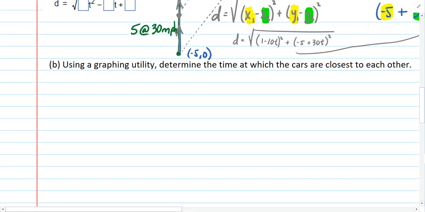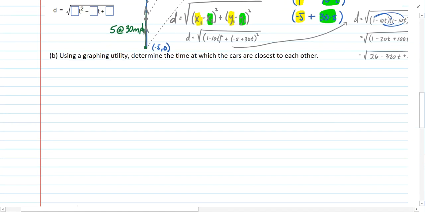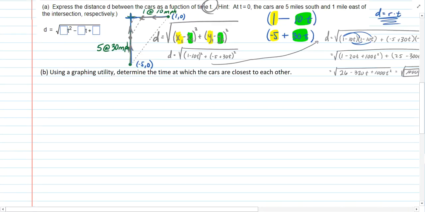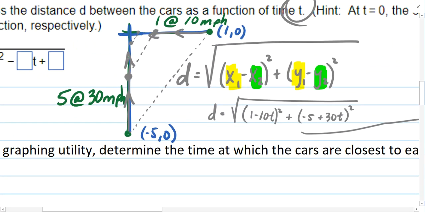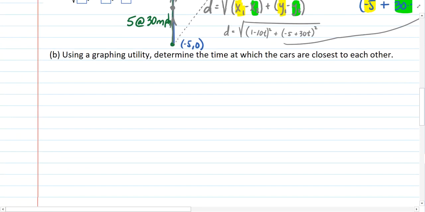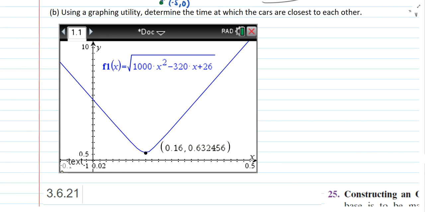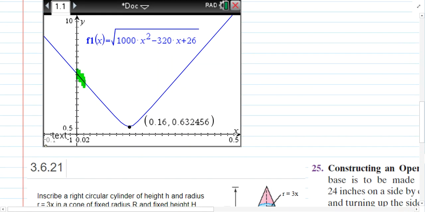Now, using the graphing utility, we can determine the time at which the cars are closest to each other. A civil engineer might be interested in seeing when these cars will intersect, whether or not the lights at the intersection would have to be modified to continue that flow of traffic. So if we use our graphing calculator, we can graph the function and it would look something like this. Remember, we're using the letter x on the TI calculator instead of t. The distance was decreasing for quite a while, and then it makes this change and becomes increasing again. The graph switches to an increasing graph.